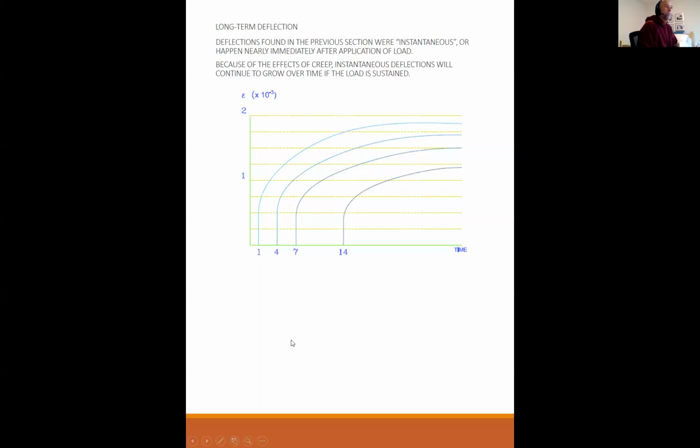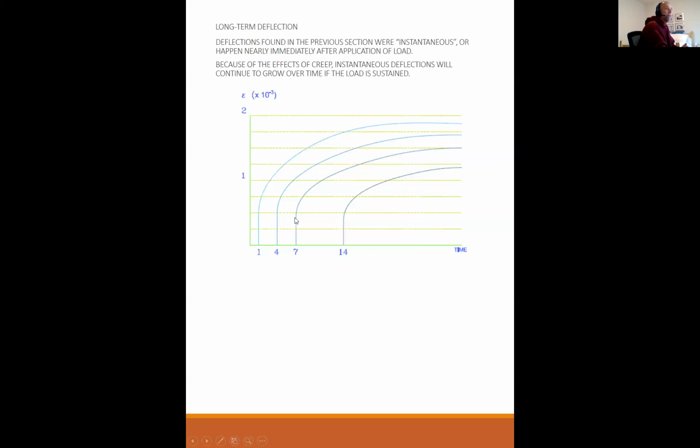So here's a chart that shows time and compressive strain due to a load. If I apply the same load at day 1 or day 4 or day 7 or day 14, in every case the strain immediately due to the load is virtually the same. So it immediately jumps up to a compressive strain, based on how we calculated stress and strain using gross moment of inertia, chapter 2 stuff.